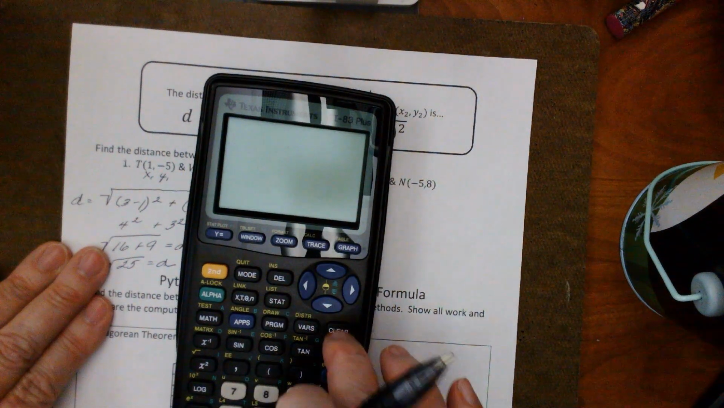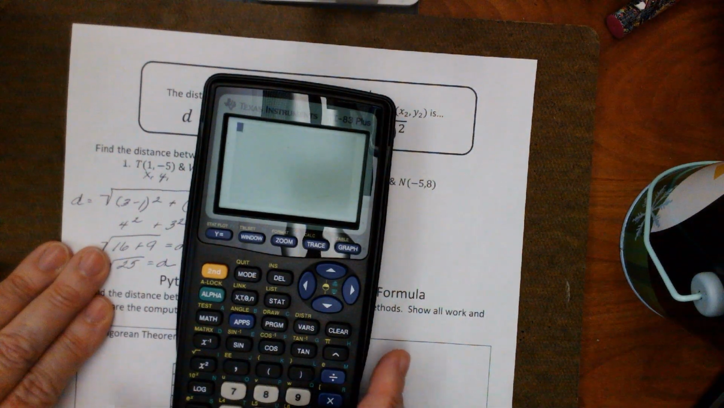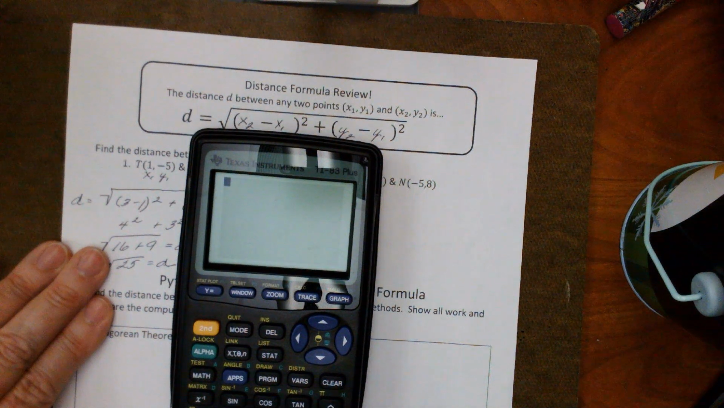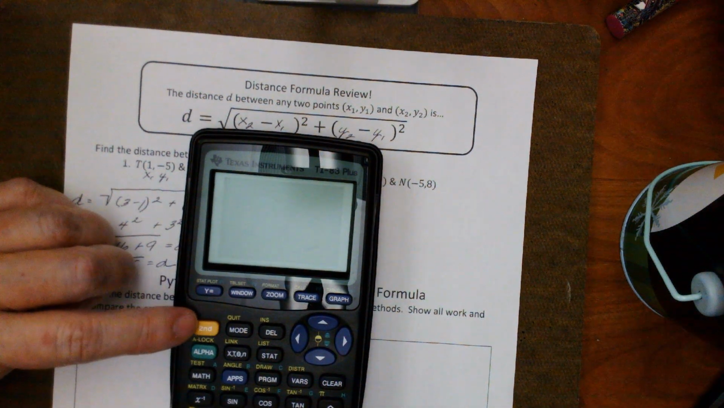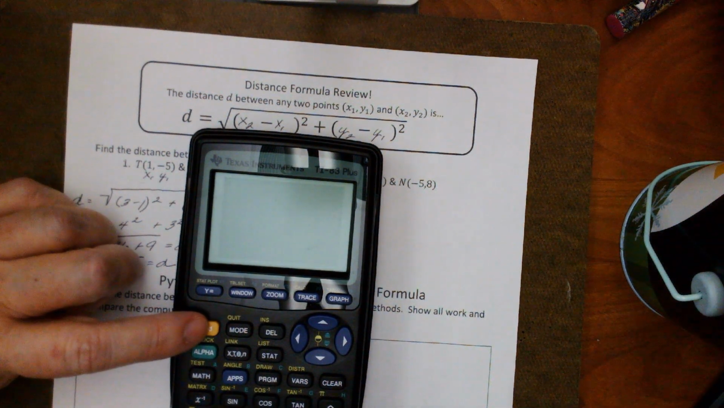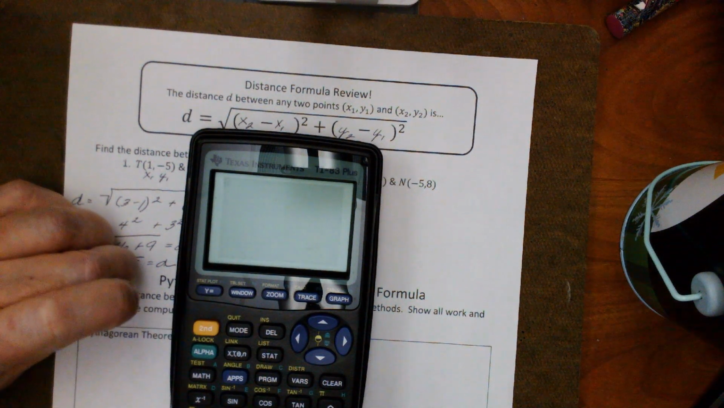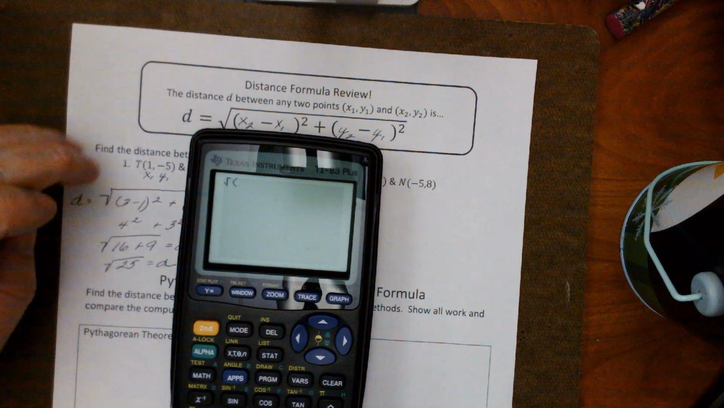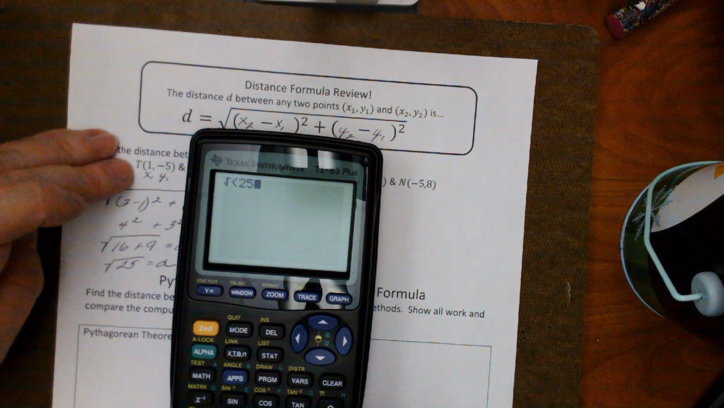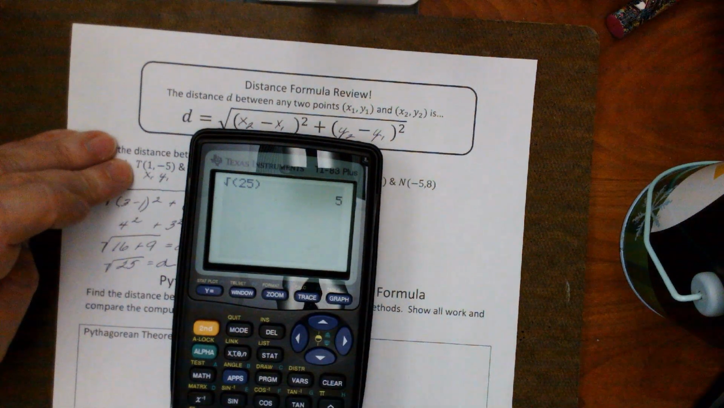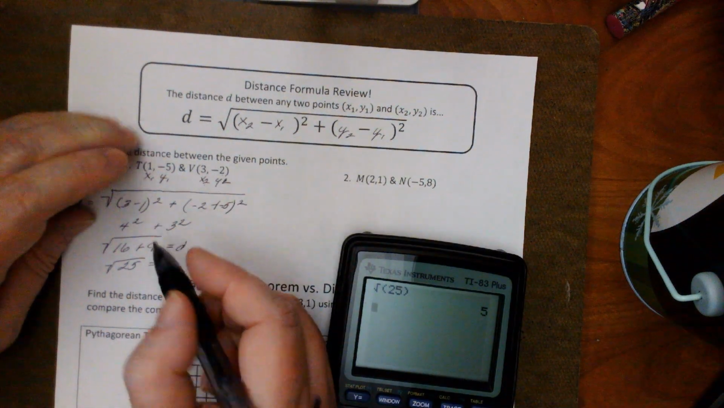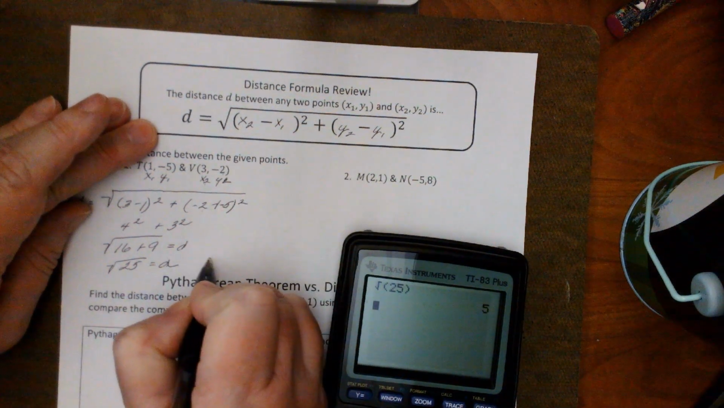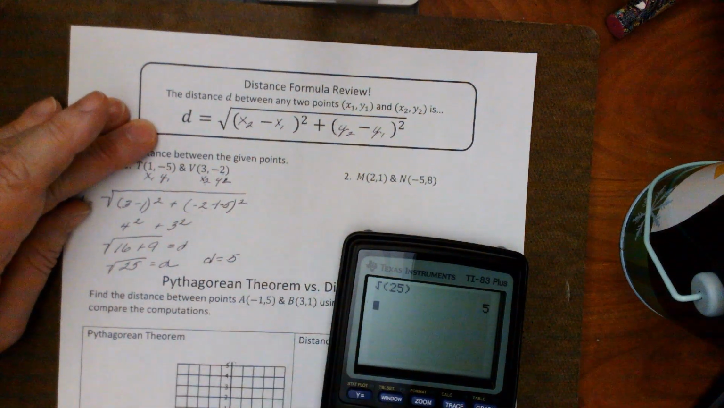We are going to look at the calculator. Let's see if I can turn it on. Hopefully you can see it. Because this is a yellow color, you're going to hit the yellow top key, and then you're going to hit where it shows the square root. You're going to put the number that you want the square root of, then a parenthesis, and then enter. And you get a 5. So d equals 5. Okay?